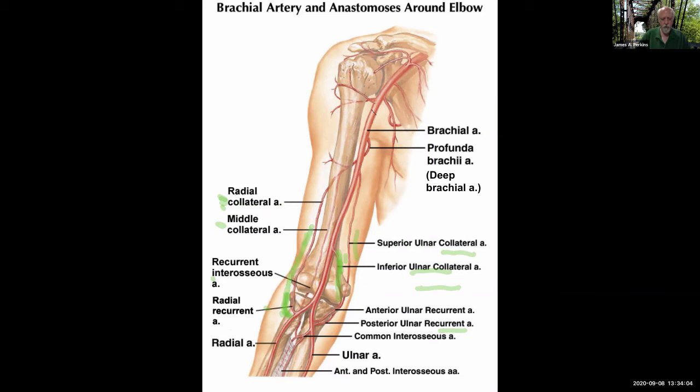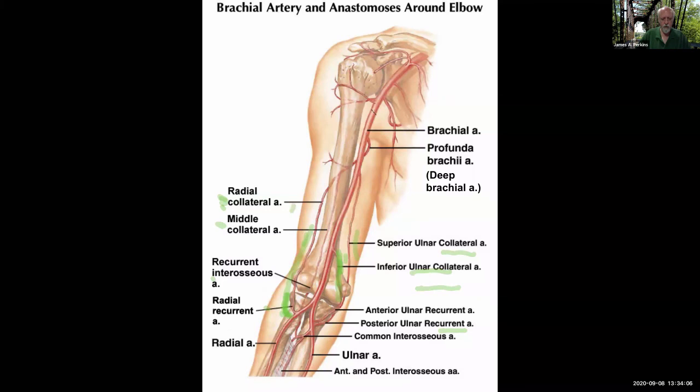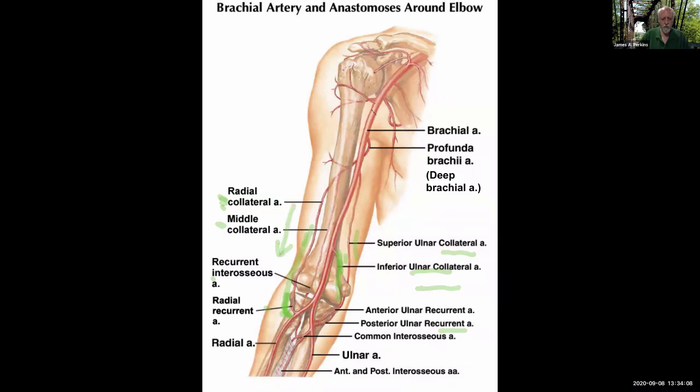Now, you might wonder, okay, we've got blood coming down from above through this radial collateral artery. The word recurrent down here, radial recurrent, is referring to the fact that blood is flowing backwards. The blood in this case is flowing back up towards the elbow. Now, how in the world do you have blood flowing two directions through a single vessel? I'll show you that in a minute. I'll explain that to you.